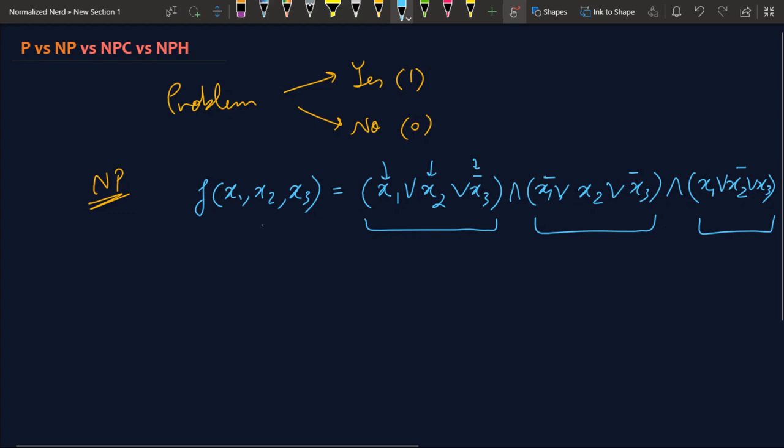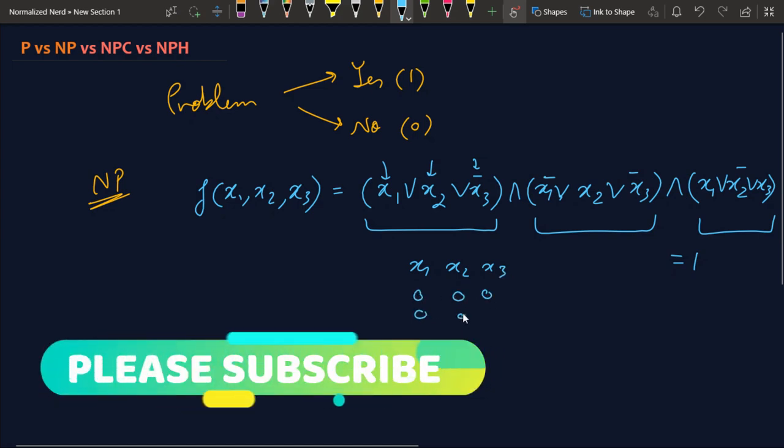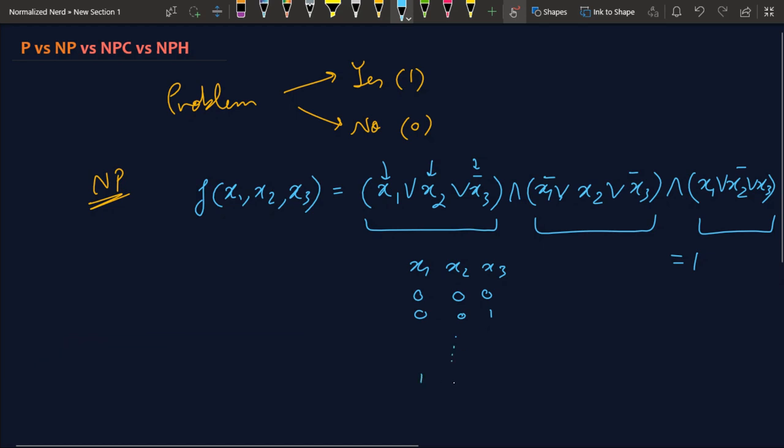We need to say whether there exists a combination of x1, x2 and x3 such that this whole expression becomes 1. So how many possibilities are actually there? Well, if we just write the possibilities something like this, we can see that it will start from 0 0 0, 0 0 1, and it will go until 1 1 1. And remember, each of these assignments for the three literals is known as a certificate. Okay, so what we are going to do is check the certificate to see whether or not it is a valid solution of this problem.